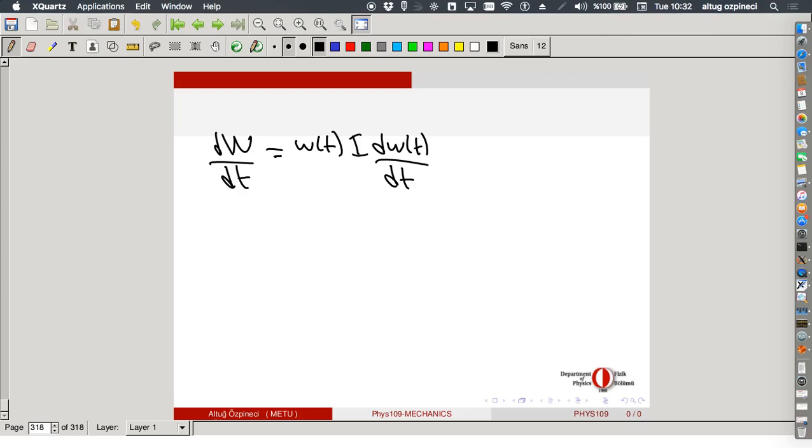This is per unit time. Or we can also write this as dW is equal to I omega dω. So the work done, a very small amount of work done on the system, is related to a very small change in the angular velocity of my system.